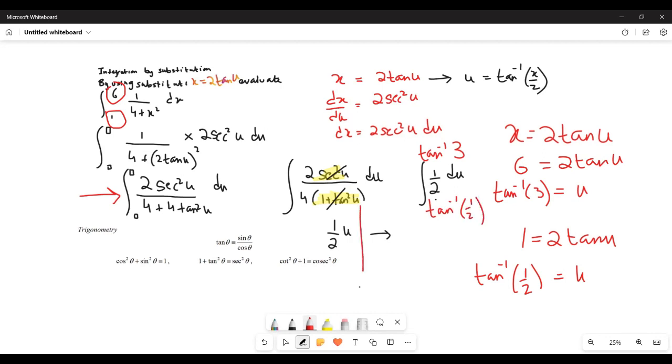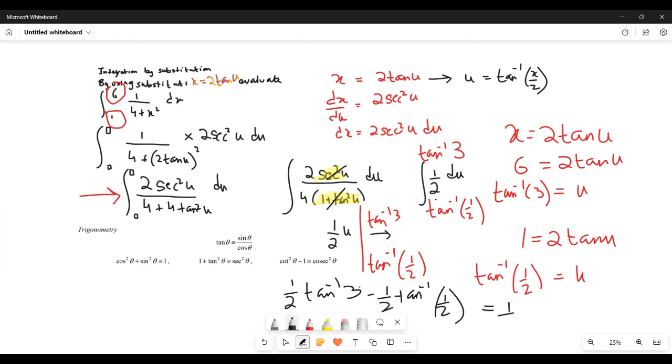अब इधर सब्स्टिट्यूट कर दें लिमिट्स. tan inverse 3 and tan inverse half. तो वही आंसर आएगा जो पहले आया. हाफ टाइम्स tan inverse 3 minus half times tan inverse half. तो उससे वही 1/8 पाई आ जाए. Half tan inverse 3 minus half tan inverse half. So सेम आंसर आएगा 1/8 पाई.